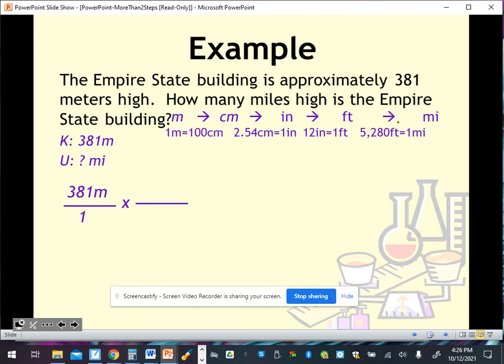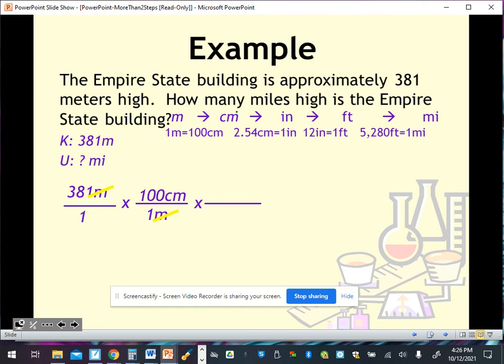Okay. So if I have meters on the top, I know I need meters on the bottom to cancel. And my plan of attack tells me I'm going to centimeters. So how many centimeters in a meter? That's 100. Meters cancel.